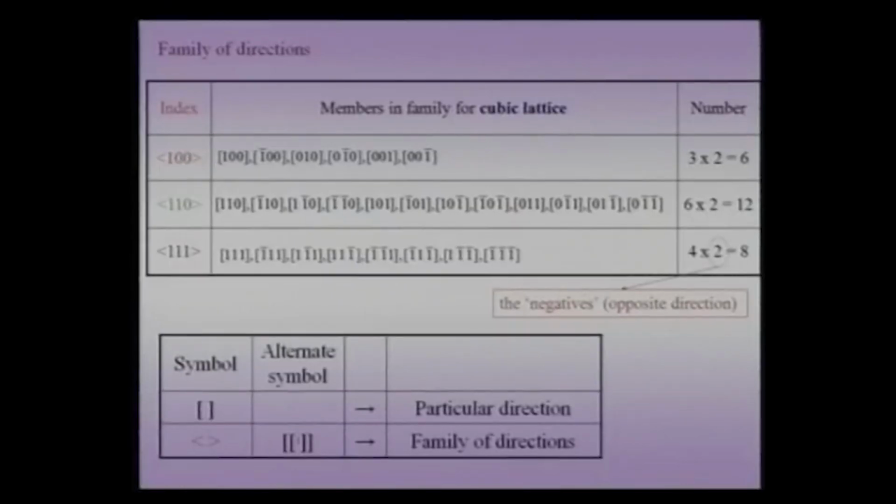Now, sometimes in literature there are alternate symbols to describe directions, for instance the family of directions, and this symbol of a double square bracket is also used, which essentially is similar to the caret brackets we have been using so far.